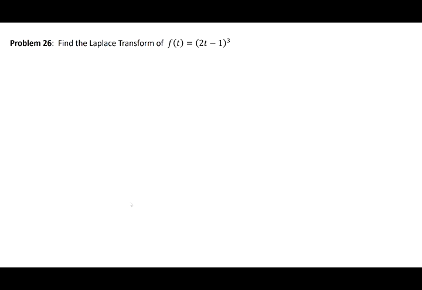Now, find the Laplace transform of f of t equals t minus 1, the quantity cubed. Here, what we are saying is, you don't have to apply the definition of Laplace. That is, you don't have to evaluate that integral from 0 to infinity of e to the negative st times this f of t. That would be a pain because you would end up with a t cubed e to the negative st, and oh lordy, that would be a pain to evaluate.